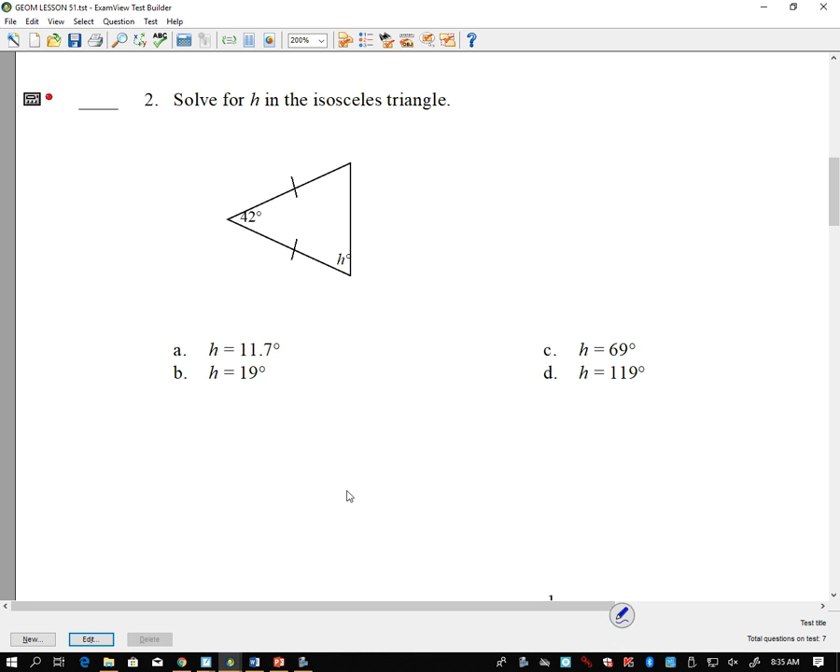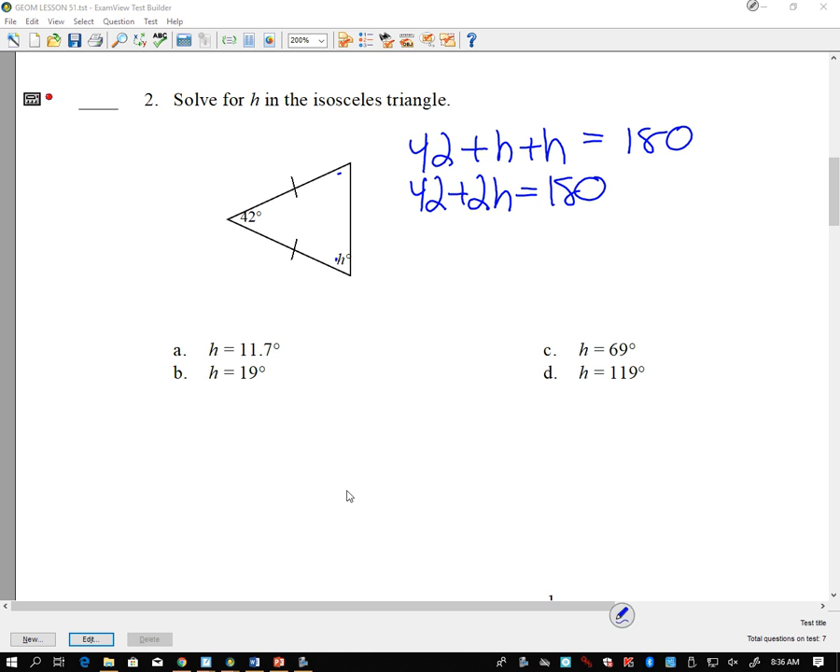So really, how many degrees are there in a triangle, every triangle? 180 degrees. So we could say 42 plus H equals 180, right? Because we know that this angle is going to be the same as that angle because they're opposite the two congruent sides, so they're equal to each other, right? You could simplify that. You could say 42 plus 2H equals 180, correct? Right? Now what would we do to solve for H?